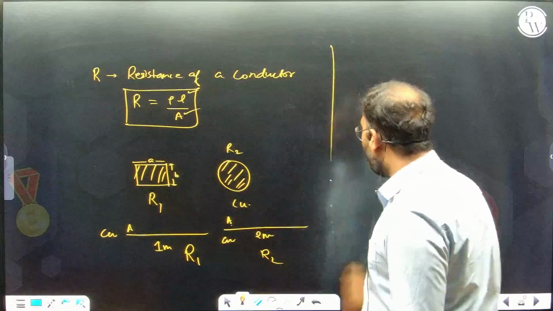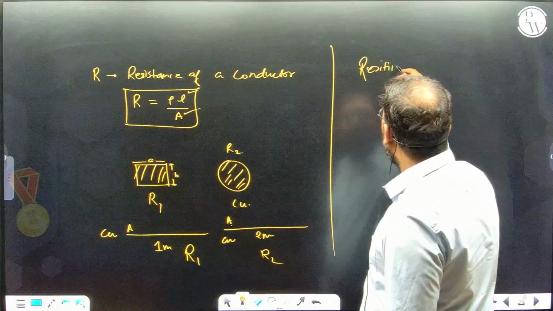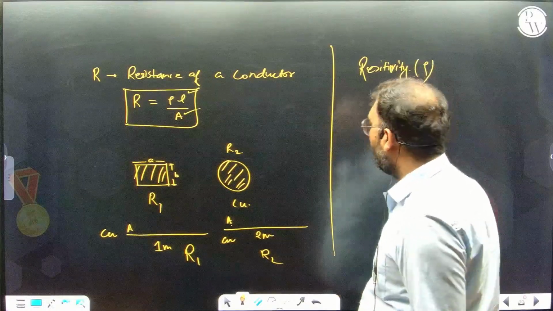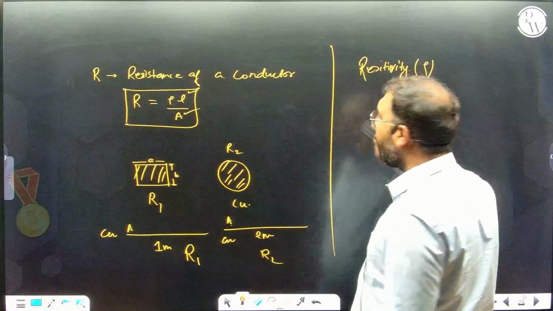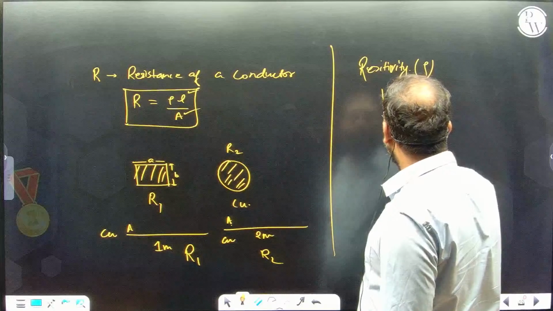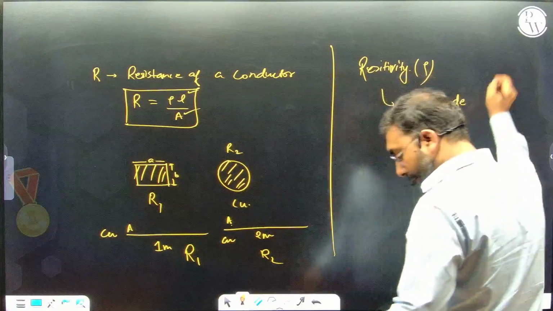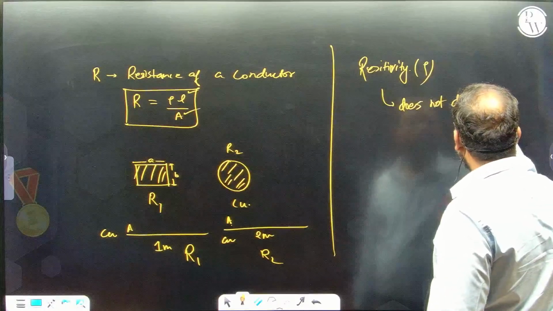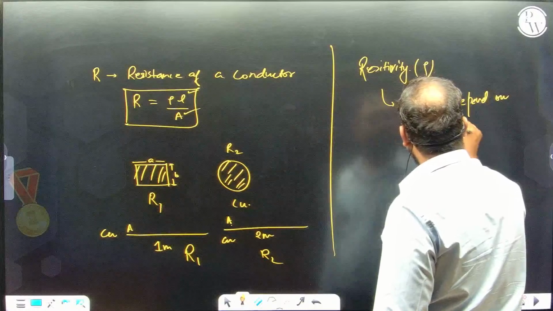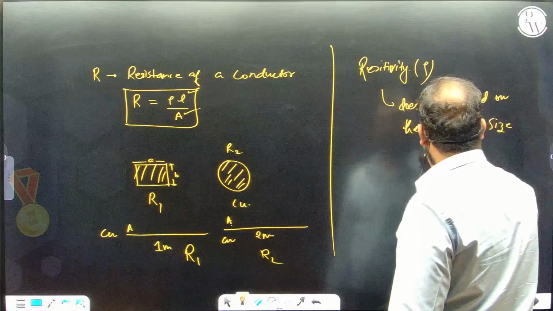But when I am talking about resistivity, I am talking about rho. Rho only depends on the material and temperature, nothing else. It does not depend on the shape and size of the conductor.